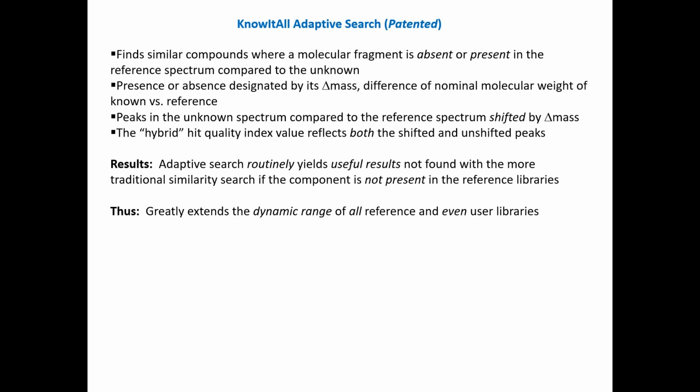The Know-It-All adaptive search finds similar compounds where a molecular fragment is absent or present in the reference spectrum compared to the unknown. The presence or absence is designated by its delta mass value, and it's the difference of the nominal molecular weight of the unknown versus the reference. Peaks in the unknown spectrum compared to the reference spectrum are shifted by this delta mass, and the hybrid hit quality index value reflects both the shifted and the unshifted peaks. The results are that the adaptive search routinely yields useful results not found with the more traditional similarity search if the component is not present in the reference libraries. Thus, this greatly extends the dynamic range of all your reference and even user libraries.